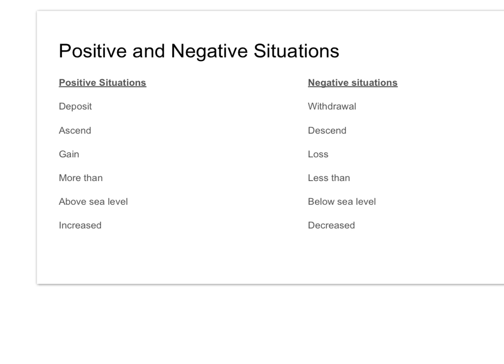Some negative situations, we have withdraw. If you're withdrawing money from the bank, you're taking it out, so your bank account is going to be smaller, or going to decrease. Descending means going down. When you think about an airplane, when you're landing, you're descending, you're going down. If you have a loss, so if you lose something, obviously something's getting taken away. You have less than, you have below sea level, and you have decreased. So those are some positive and negative situations or other words associated with positive and negative numbers.